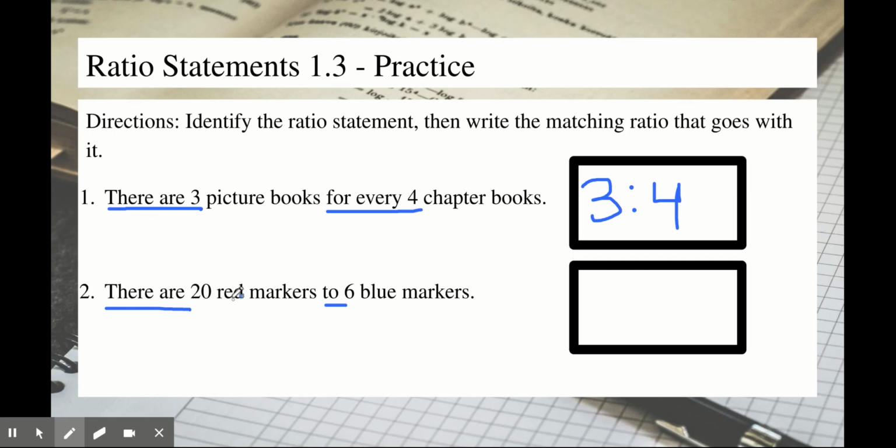Now we need to see what we're comparing: red markers to blue markers. So our ratio will be 20 to 6. That's it, everyone.